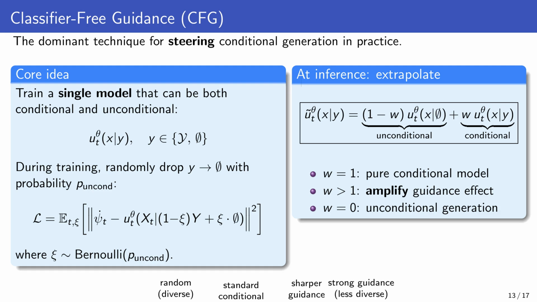The guidance weight gives you a dial to trade off between diversity and fidelity. At low w, you get diverse but loosely conditioned samples. At high w, you get samples that are very faithful to the condition but less varied. This trade-off is fundamental, and CFG gives you direct control over it at inference time, without retraining. It is worth noting that the exact distribution sampled by CFG is not fully understood theoretically, but empirically, it works remarkably well and has become the standard approach.